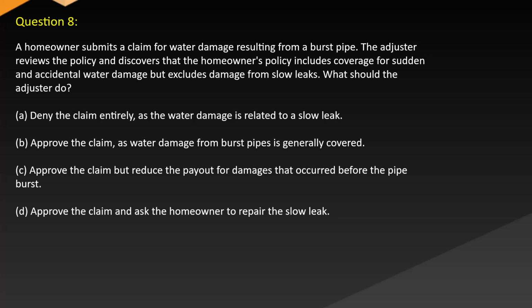A. Deny the claim entirely, as the water damage is related to a slow leak. B. Approve the claim, as water damage from burst pipes is generally covered. C. Approve the claim, but reduce the payout for damages that occurred before the pipe burst. D. Approve the claim and ask the homeowner to repair the slow leak.